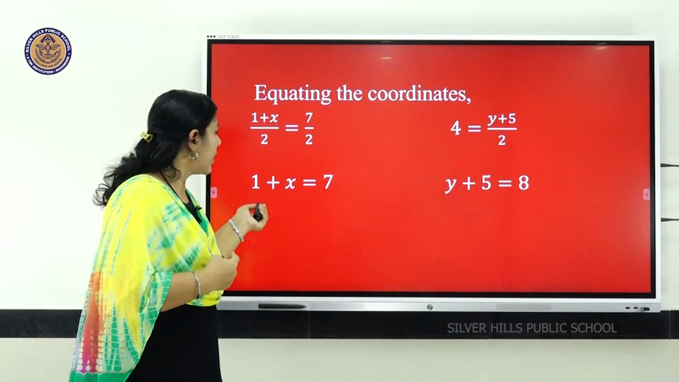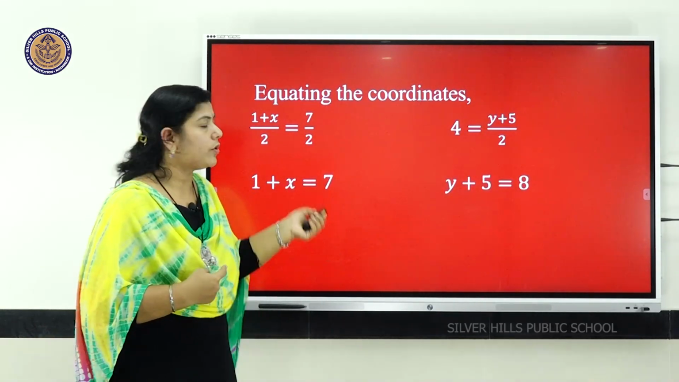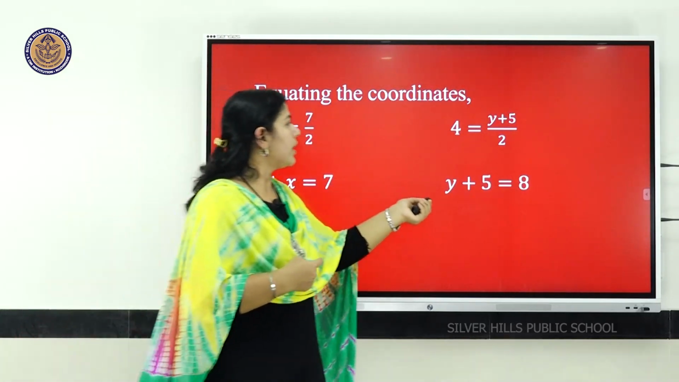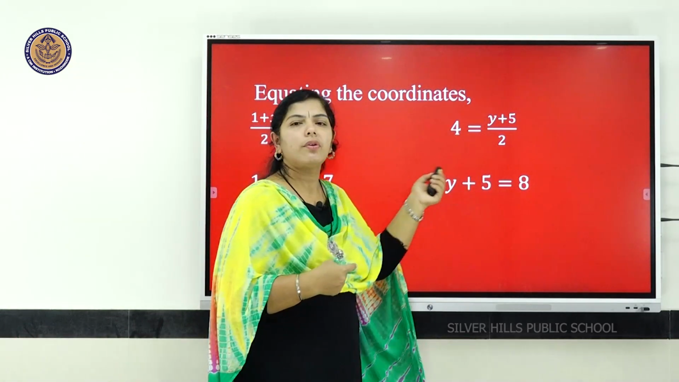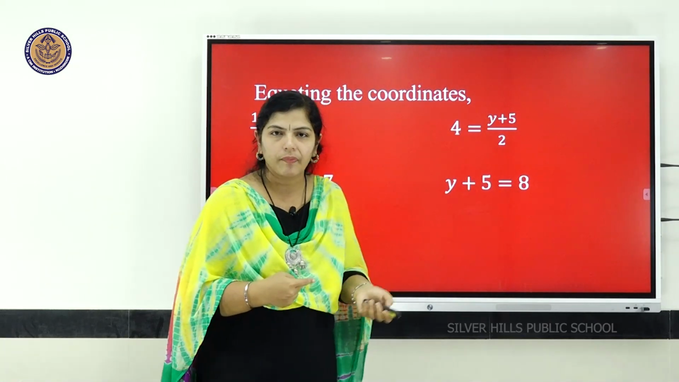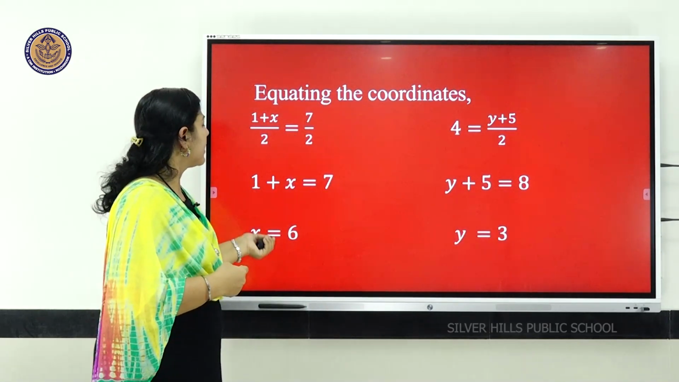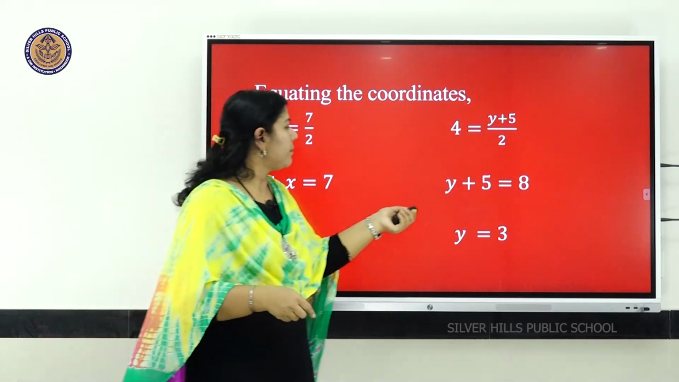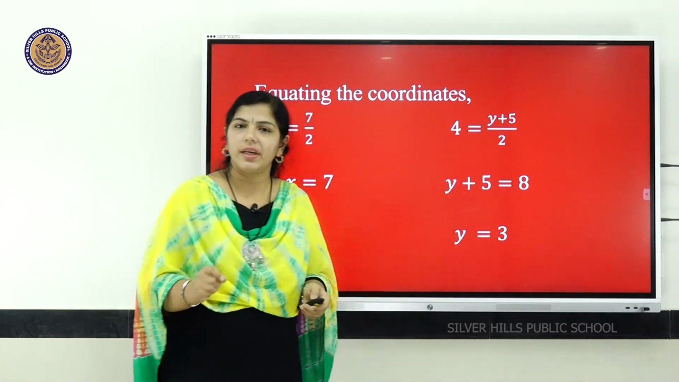The x coordinate becomes 1 plus x equals 7, the 2 gets cancelled. The y coordinate becomes y plus 5 equals 8, 4 into 2 by cross multiplying. Then it becomes x equals 6, and at the same time y equals 3.